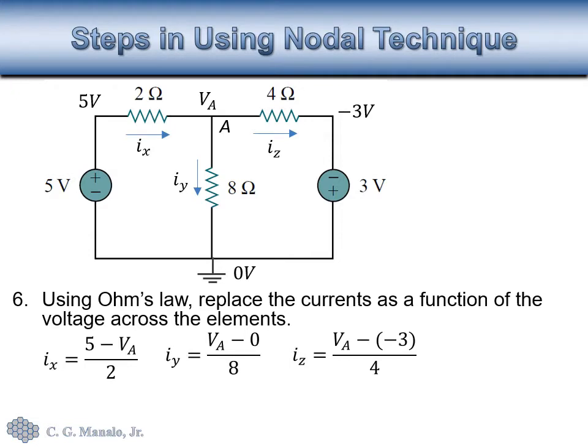So the next step is to replace the currents as a function of the voltage across the elements. So for example, I sub x can be replaced by its voltage across the 2 ohms divided by 2 ohms. So why is that so? Why is Ix equals 5 minus VA divided by 2? Okay. So let's say this is our 2 ohms there.